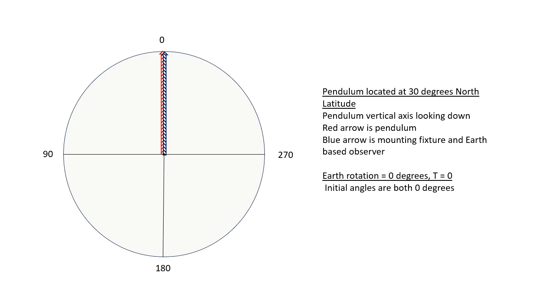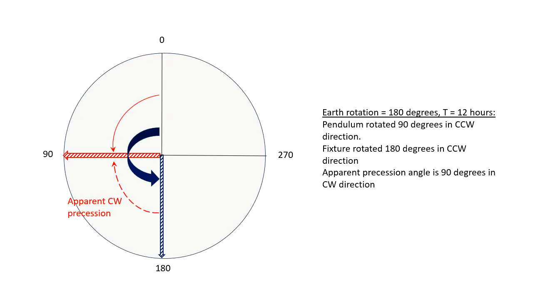Now here's a demonstration. If you're looking down the vertical axis from top to bottom, you can see both the pendulum orientation and the mounting fixture orientation. The pendulum is the red line, the mounting fixture is the blue line. This is when we start out at t equal to 0. After the Earth rotates 180 degrees, roughly 12 hours later, the mounting fixture rotates 180 degrees in the counterclockwise direction, and the pendulum rotates 90 degrees in the counterclockwise direction. But if you're with the mounting fixture, it appears as though the pendulum is rotating 90 degrees in the clockwise direction. And that's what's observed when you're watching the Foucault pendulum.